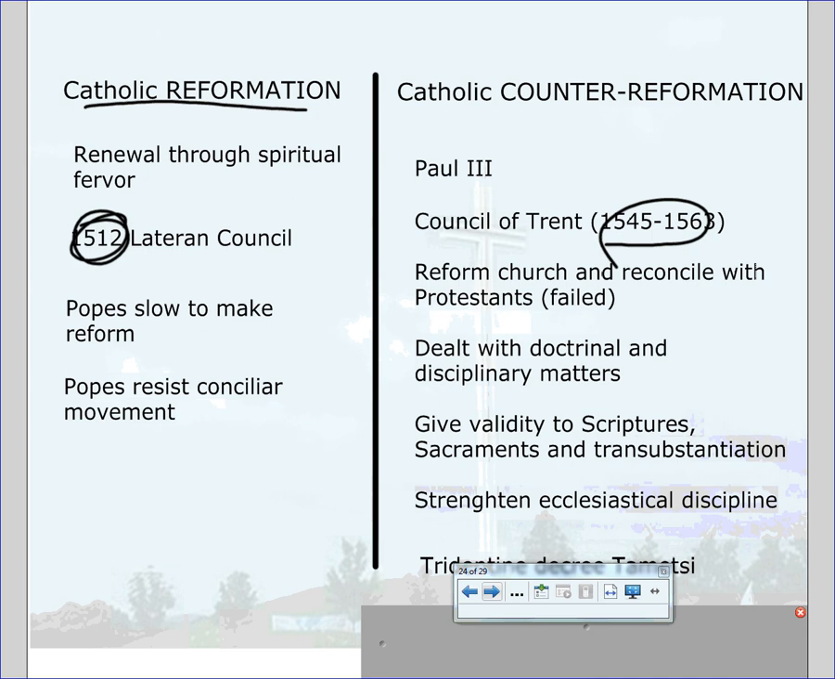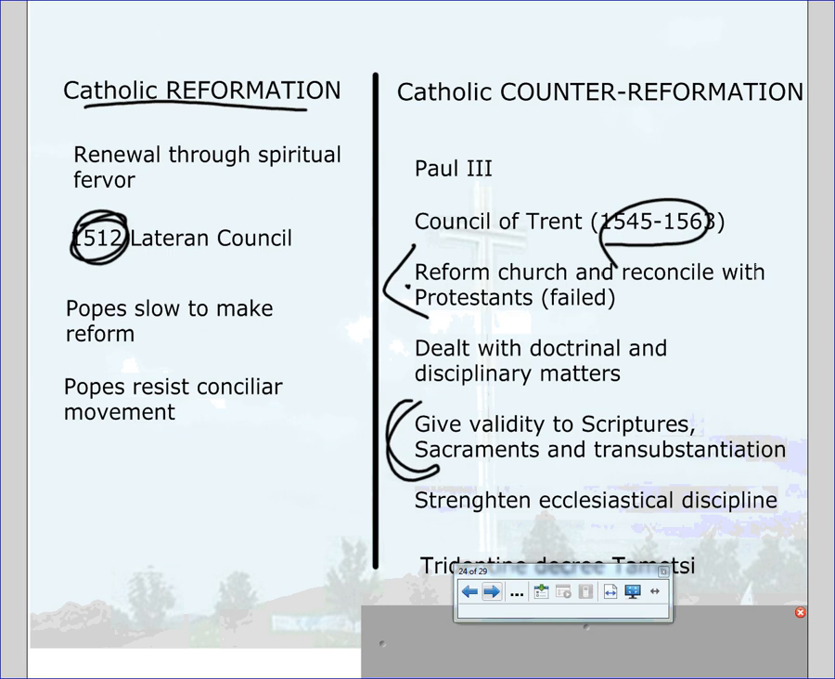The big thing is reconciliation never happens. The Catholics refuse to change their views on any of these things. But if you're Catholic today, that's a good thing. That's a good thing. They are confident in what they teach. They believe in what they teach, and that's good for Catholics today. Didn't help them reconcile with all the Protestants back then. This is a failure. This is a success.